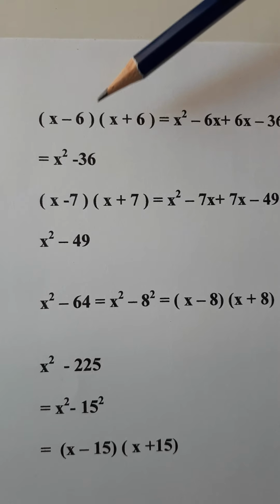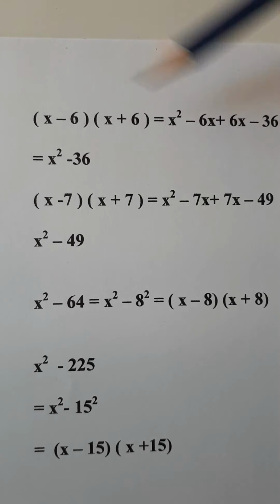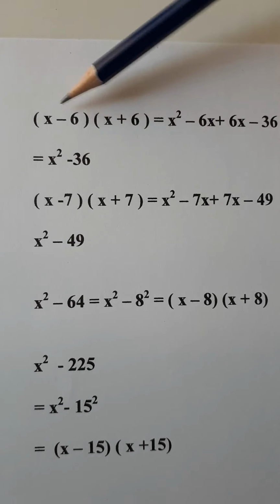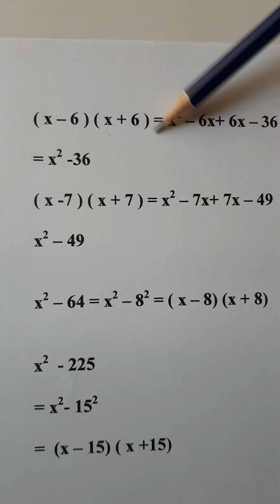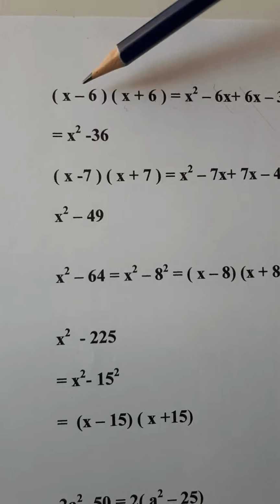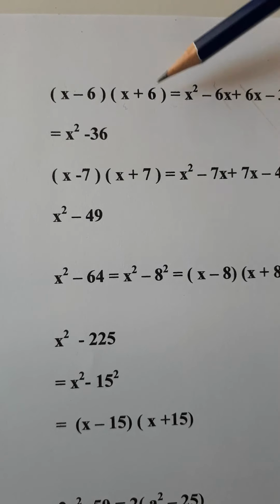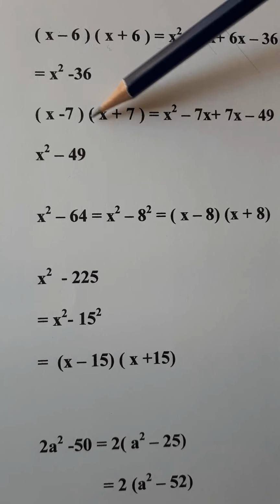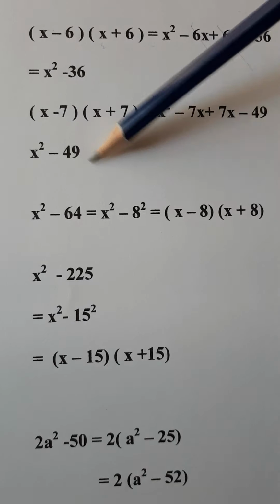This is about the difference of squares. If we multiply x minus 6 with x plus 6, what do we end up with? x squared plus 6x minus 6x and minus 36. See, they cancel out. So when you have a situation like this, you end up with x squared minus 36. Let's look at another example. Same thing. You end up with x squared minus 49.